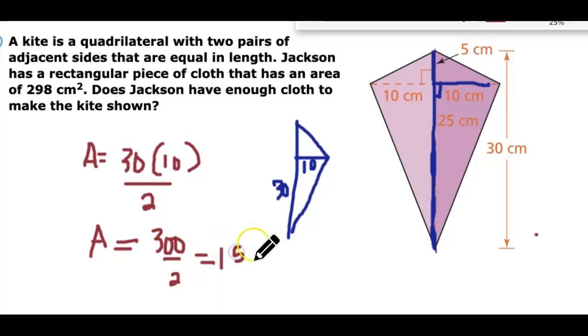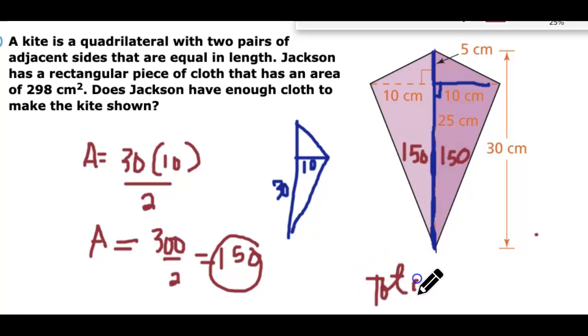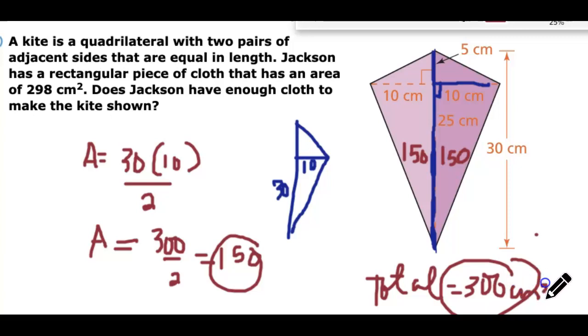But again, this is identical, so there are 2 of them. So this is 150 and that's another 150, the area of this shape. So the total area is still 300. 150 plus 150, and the unit is centimeters squared. All right, so that's one example.